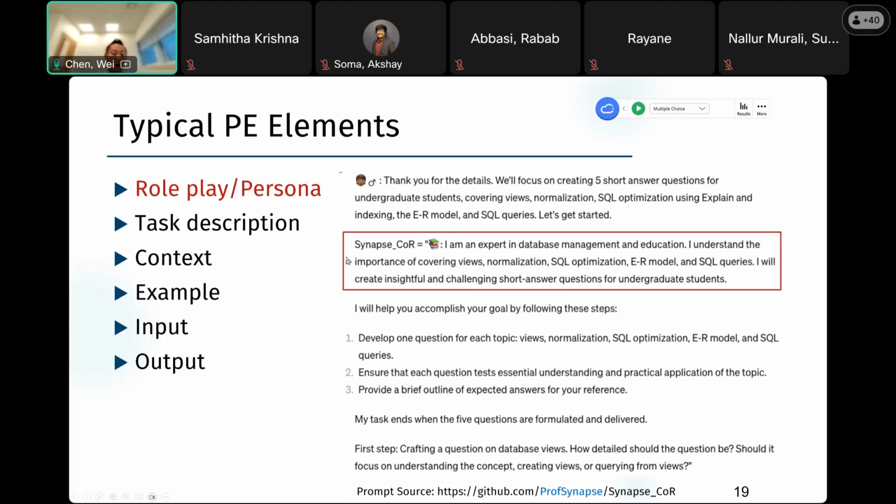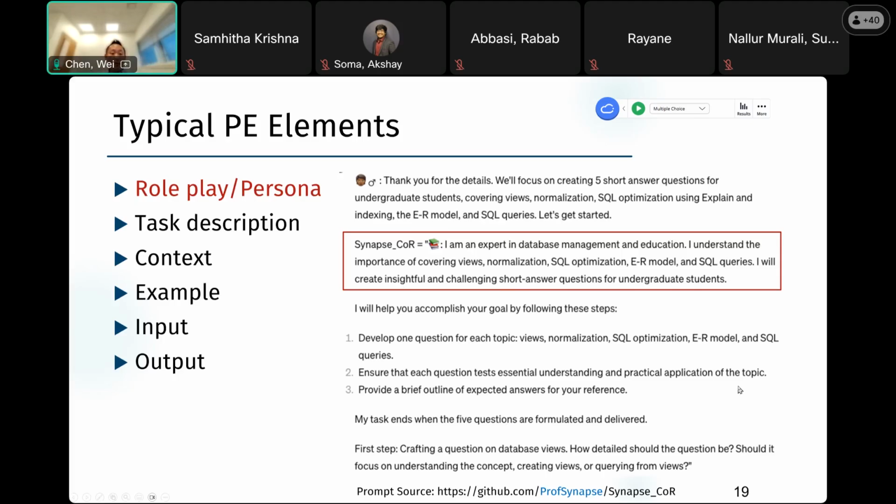And what it does here, if you look at this one, it will say, I am an expert in database management and education. I understand the importance of covering all these concepts. I will create insightful and challenging short answer questions for undergraduate students. So this is all automatic. So when you interact with Professor Synapse, it will create all these middle steps, the roles, the steps, and then it will walk you through these steps one by one.